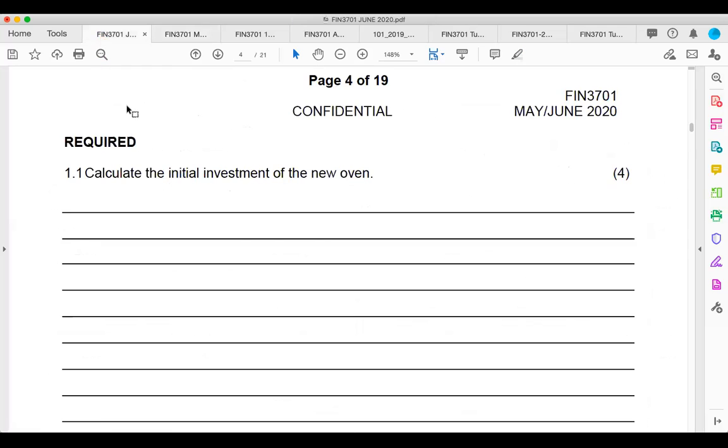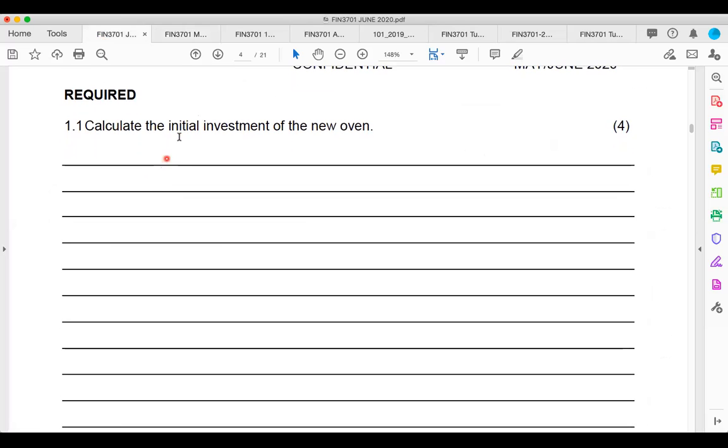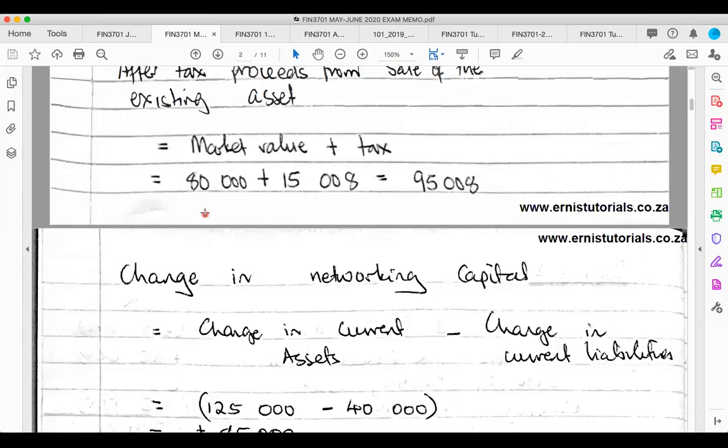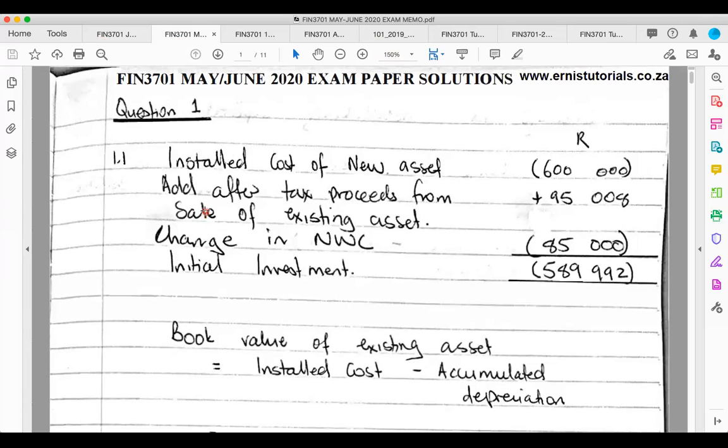Right, so the first thing we're going to look at is calculating the initial investment of the new oven. As you know, our template for calculating the initial investment is the installed cost of the new asset, and then we add the after-tax proceeds from the sale of the existing asset, right? And then we add or subtract the change in net working capital. So for the exam, please make sure you are comfortable with this template.